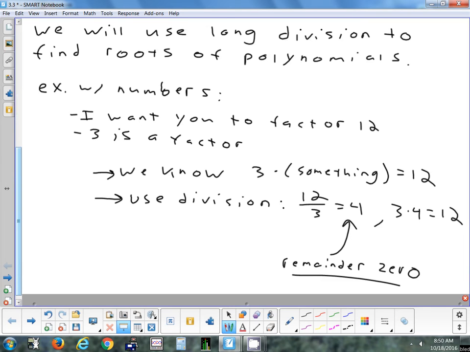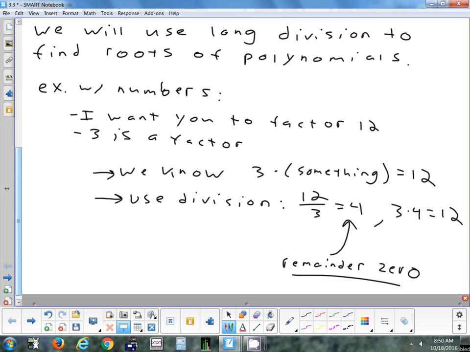All right, so the key is the way you can figure out if something is a factor. Let's say I asked you, is 5 a factor of 12? Well, if you try to divide 5 into 12, and you look at the remainder, 5 doesn't go into 12 without a remainder. Because there's a remainder of 2, that means 5 is not a factor.